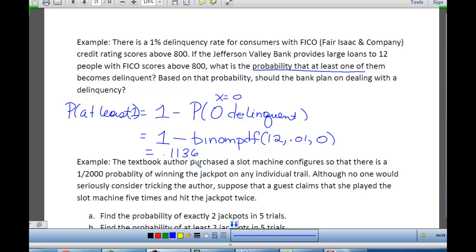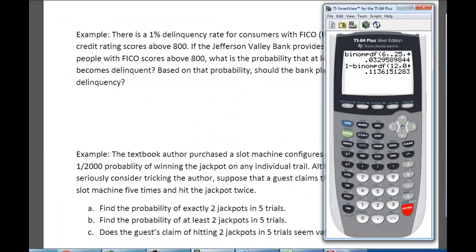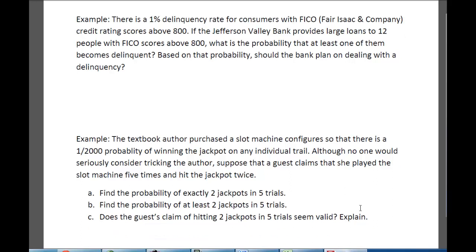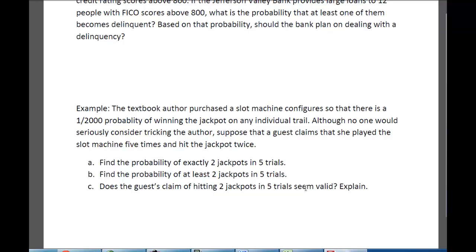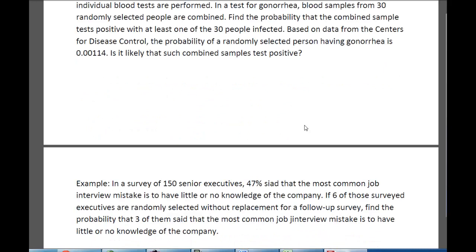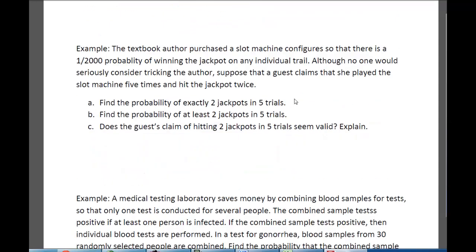The textbook author purchased a slot machine configured so that there is a 1 in 2,000 probability of winning the jackpot on any individual trial. Although no one would seriously consider tricking the author, suppose that a guest claims that she played the slot machine 5 times and hit the jackpot twice. Let's talk about these. Find the probability of exactly 2 jackpots in 5 trials. Let's do that first.